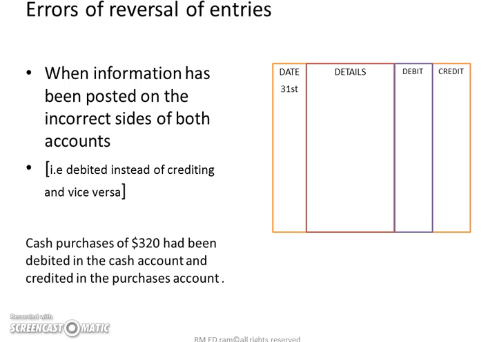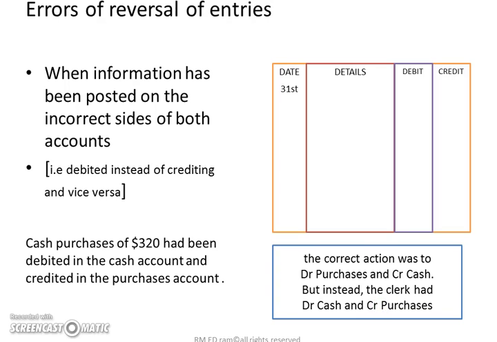Now we know that what should have happened is that we should have debited purchases, because purchases is always a debit, and credited the cash. But instead, we debited cash and credited purchases. So we do have the two correct accounts, but they're in the wrong positions.